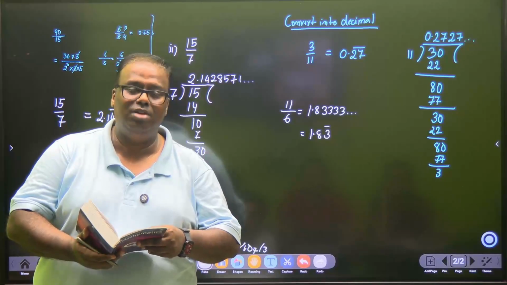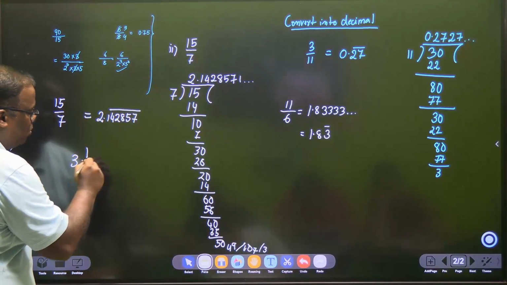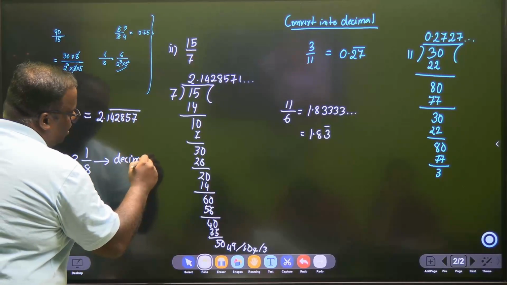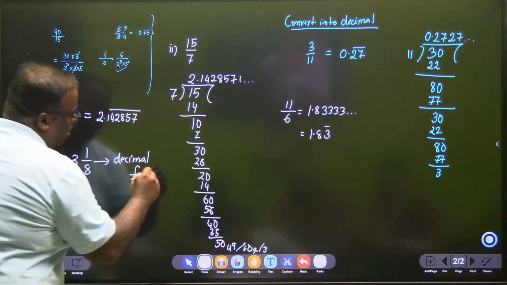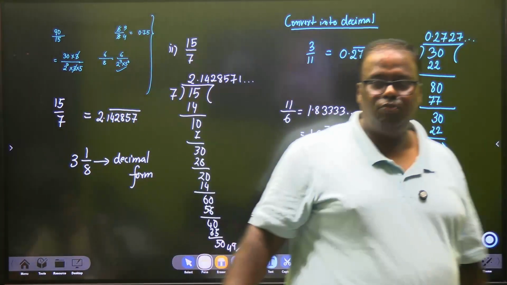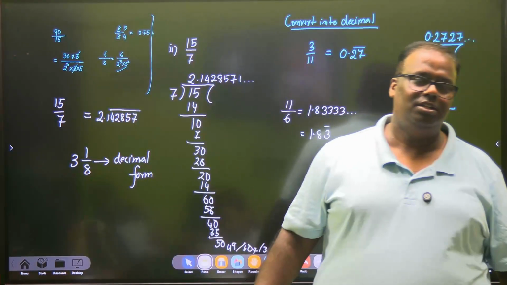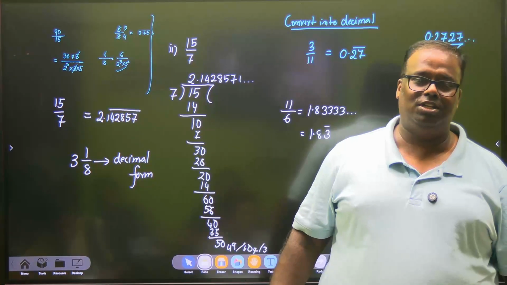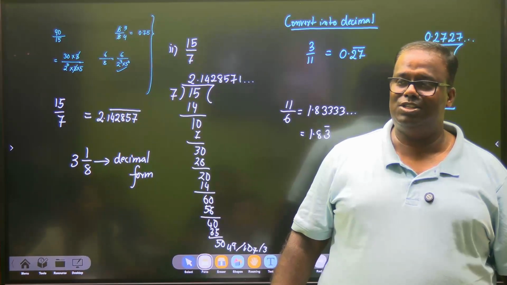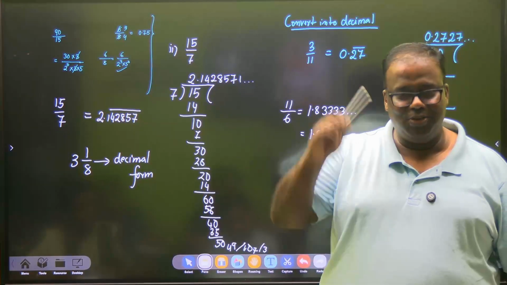Shall we do one mixed fraction? 3 1 upon 8. Get this to me in decimal form. Now see, all of you became Farhan and Raju. What was the denominator? 8. 8 means it can be written as 2 to the power something into 5. This will terminate. So never go with the same mindset.